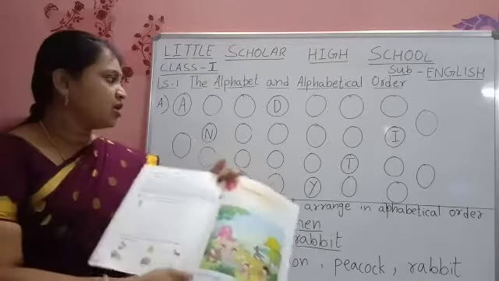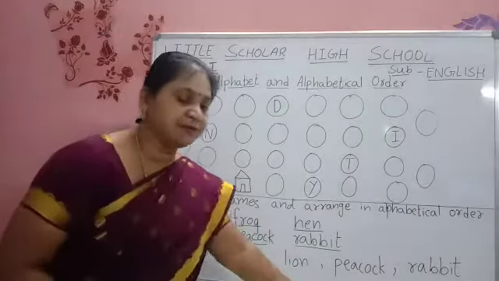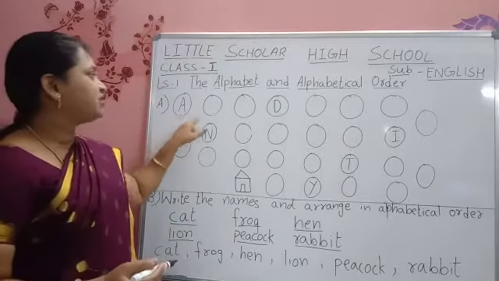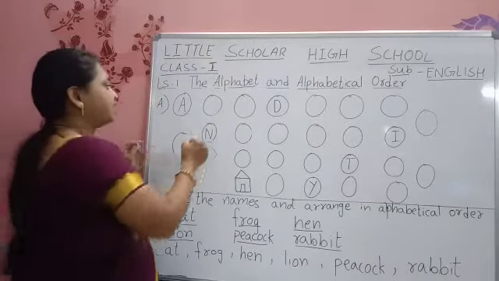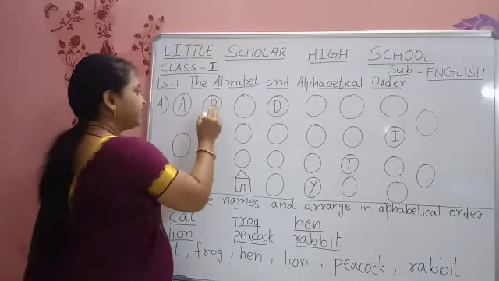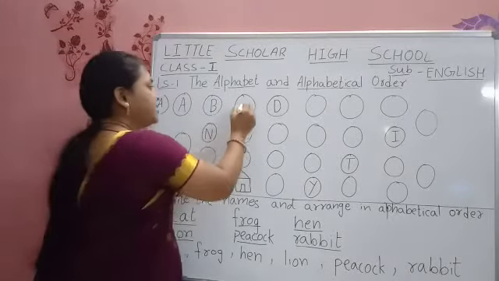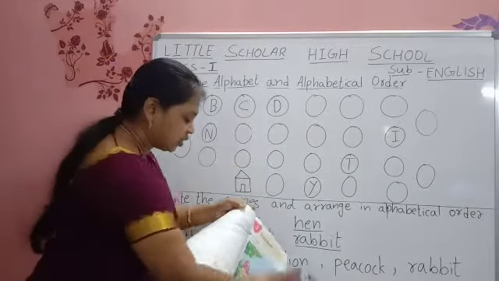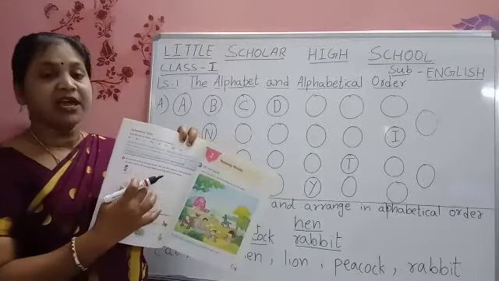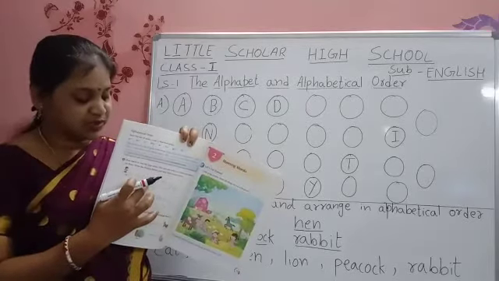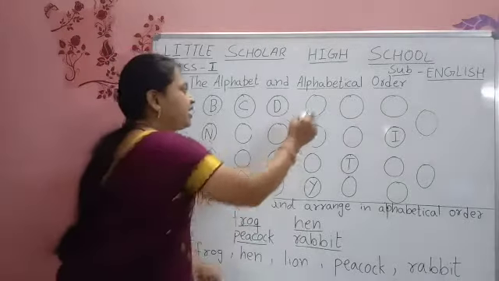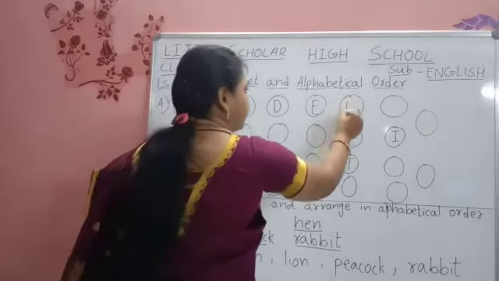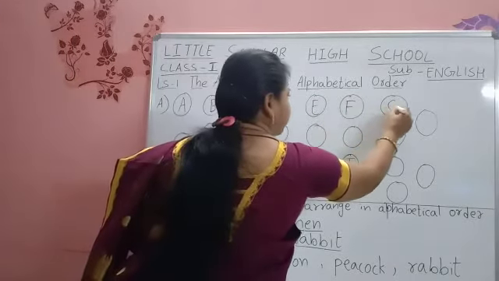So it's written on the board, children. You two will copy neatly in your textbook. See, after A, which letter will come? B. After B, which letter? C. After C, D. D is already given in your textbook, children. So don't write D. Then after D, E. After E, F. After F, G.